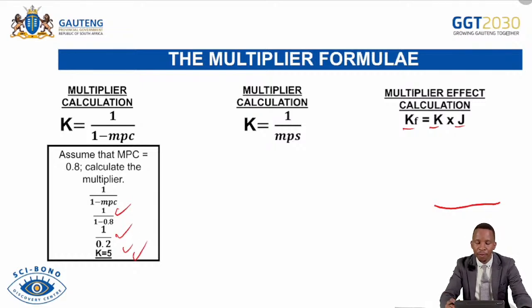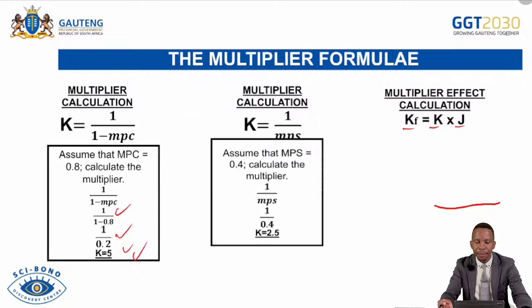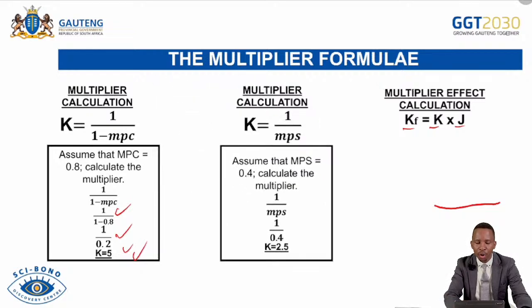And then let's check if we are given the MPS. Assume that MPS is 0.4, calculate the value of the multiplier. So 1 over MPS, which means 1 over 0.4, it will give you 2.5. So in this case, it will be 2 marks, and you get your 4 marks for the calculation.